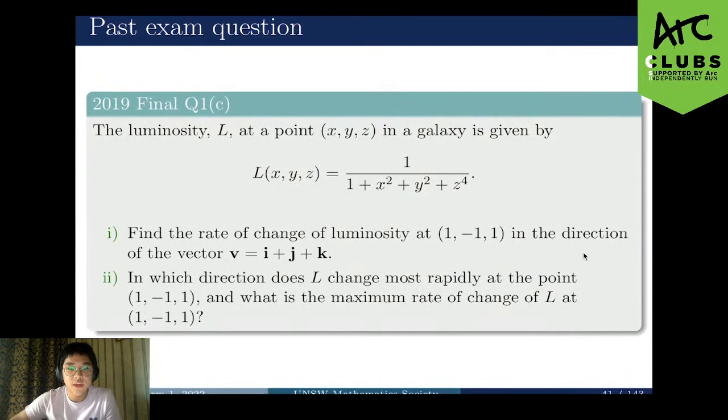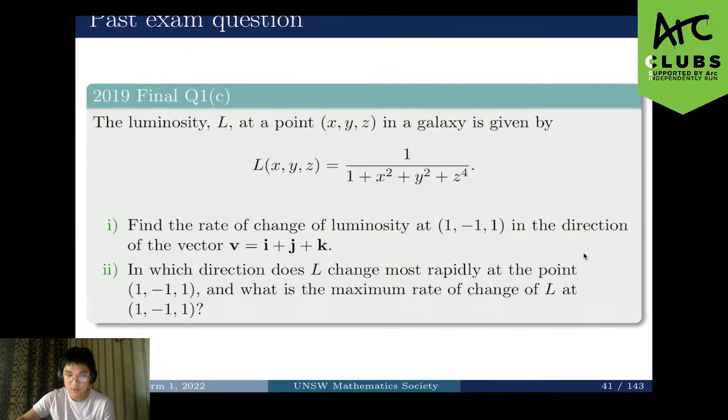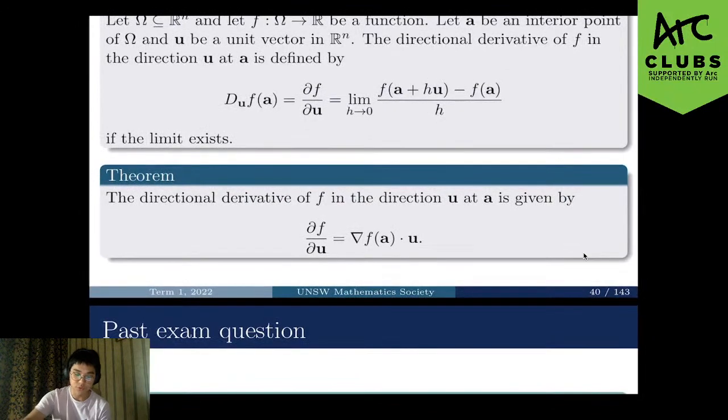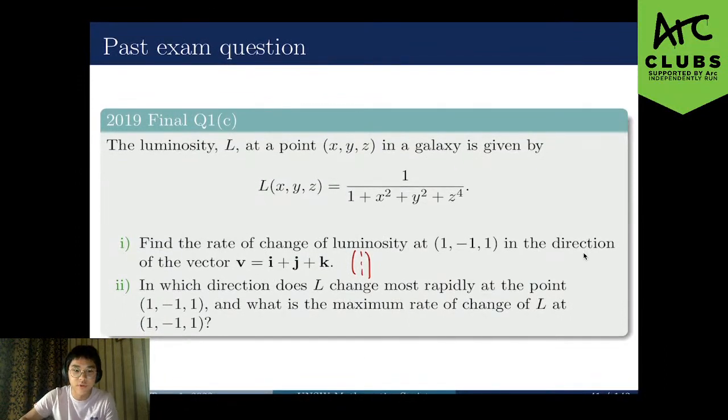Okay, so the luminosity L at a point x, y, z in a galaxy is given by this equation. Find the rate of change of luminosity at this point in the direction of the vector v. So we're given a direction vector, and we have to find the rate of change with respect to it. What should pop up in your minds is directional derivative. The way we calculate that is we find the gradient of L, and do the dot product of the gradient with the direction vector.